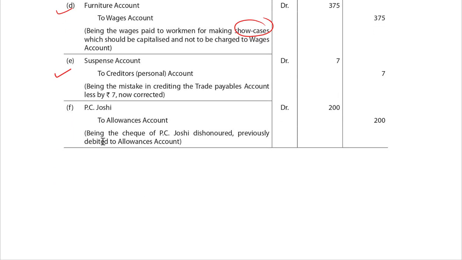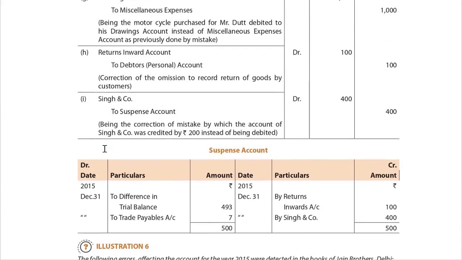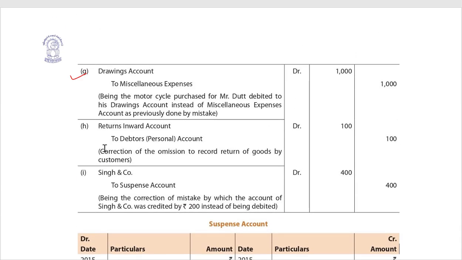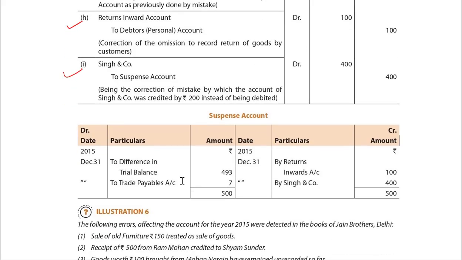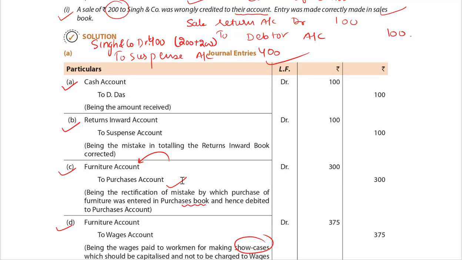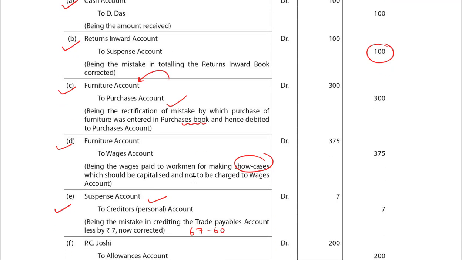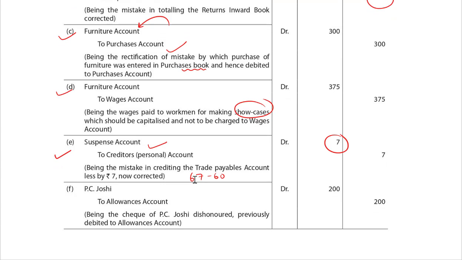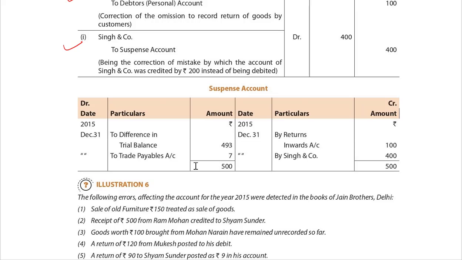67 minus 60, 7. So suspense is corrected, and PC Joshi. Motorcycle example, drawing account, return inward, sales return, Singh and Company. This is what we have done just right now. Let's correct it by using suspense account. Where we have used suspense, just see it over here. We have credited suspense by 100, debited it by 7. So credit 100, debit 7.